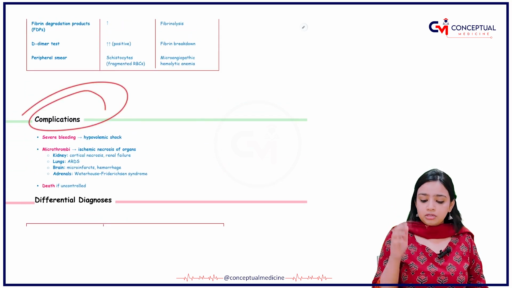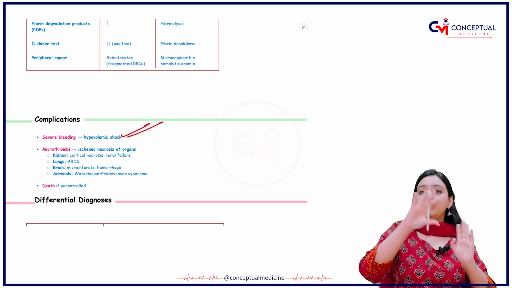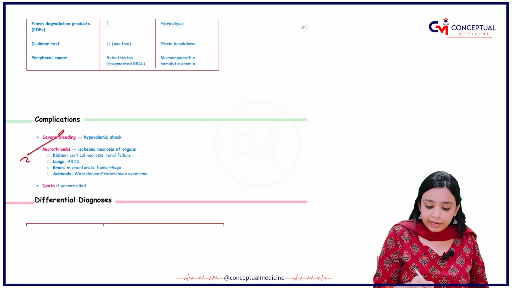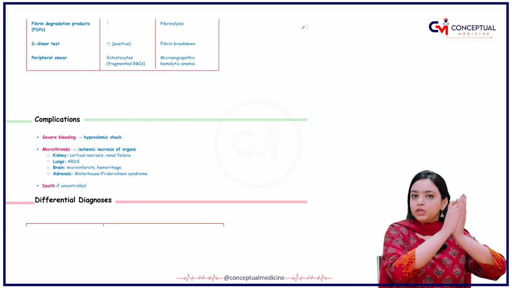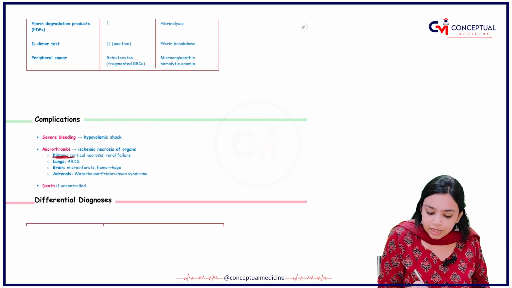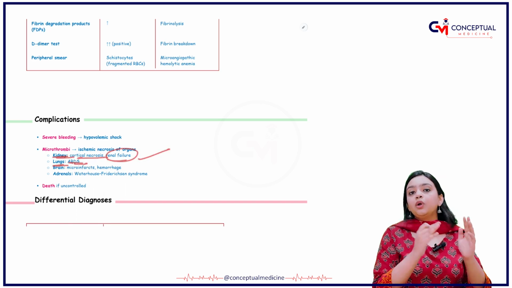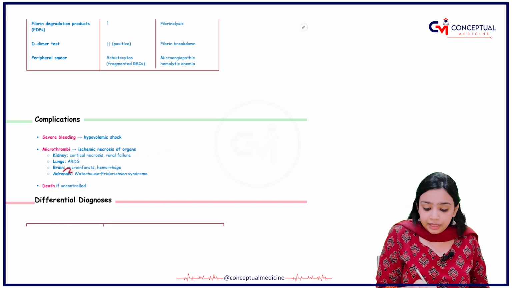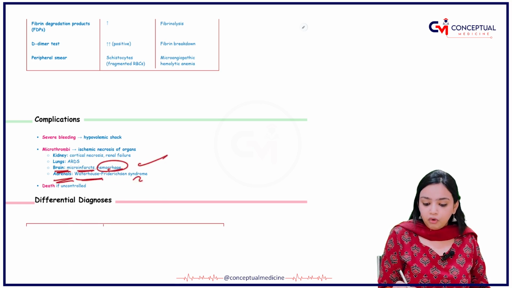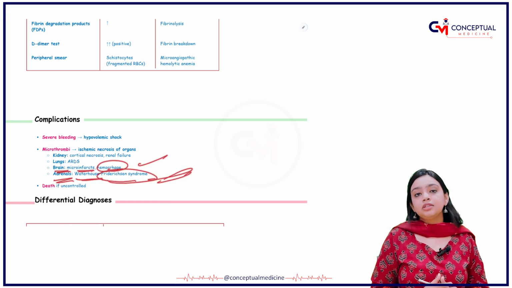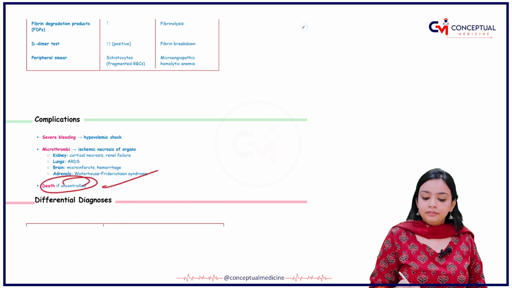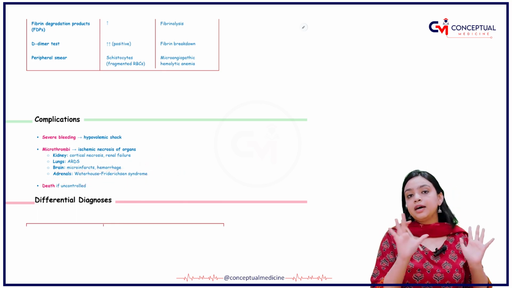What are the complications? There will be severe bleeding which will lead to hypovolemic shock. The microthrombi will be specific to the organ. In the kidney, I am able to see cortical necrosis and renal failure. In lungs, acute respiratory distress syndrome. In the brain, there will be microinfarcts and hemorrhage. In the adrenal, there will be Waterhouse-Friderichsen syndrome. Then, death will occur if the symptoms are uncontrolled.